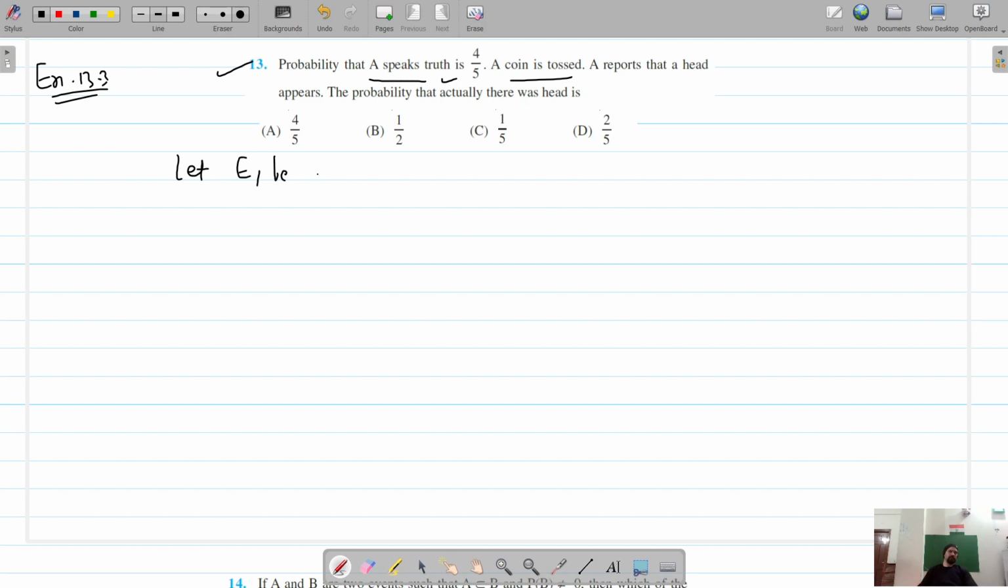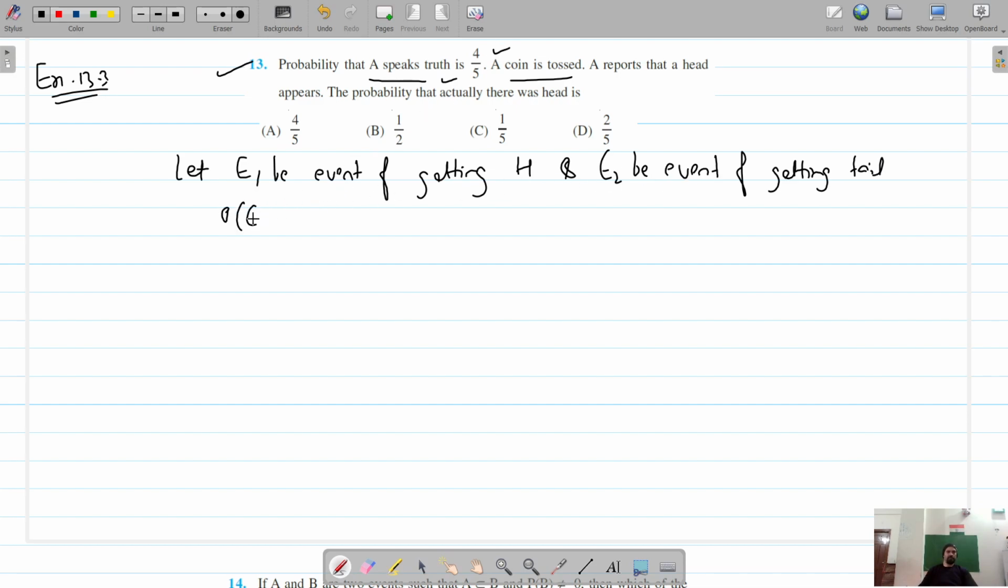So let E1 be the event of getting head and E2 be the event getting tail. So it's just a coin that is tossed. So the probability of getting head, this probability of E1 is half, and the probability of E2, that is getting tail, is also half. So this is tail.